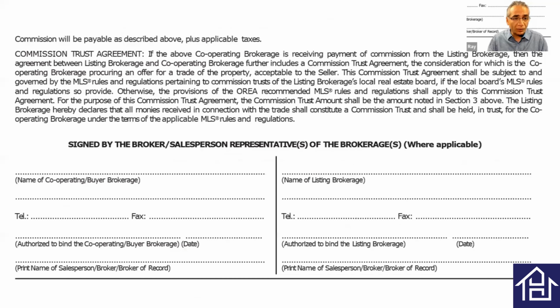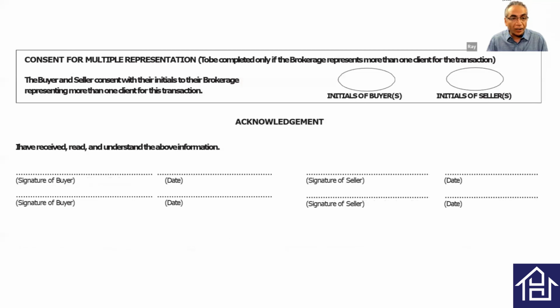And as you see, you have acknowledgement that all parties acknowledge. Over here for the two different listing companies, they put their information and their signature saying that they are representing the clients in this transaction. And the page after that would be the box about the consent to multiple representation. So if there is a multiple representation, you also have to get the two parties to initial these two circles.